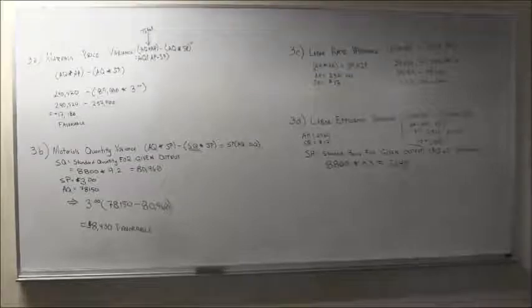Where did I get 2560? Actual direct labor hours. Actual, yeah, makes sense. Any other questions?